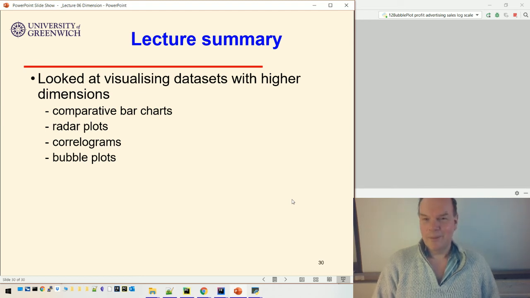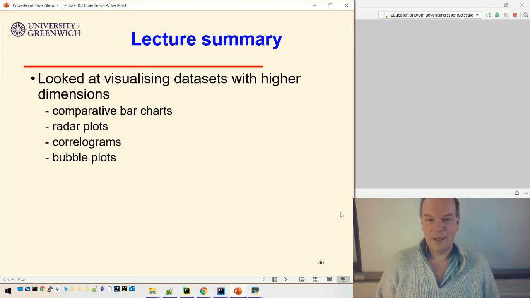We will come onto this a bit more towards the end of the course when we look at dimensionality reduction and we look at clustering. But for now, that's just to give you a sense of what the dimension means. We've seen how to visualize data sets with higher dimensions. We can use comparative bar charts and radar plots. As you saw, we could get 5 dimensions in comfortably. We'd probably get more than that, maybe 10.